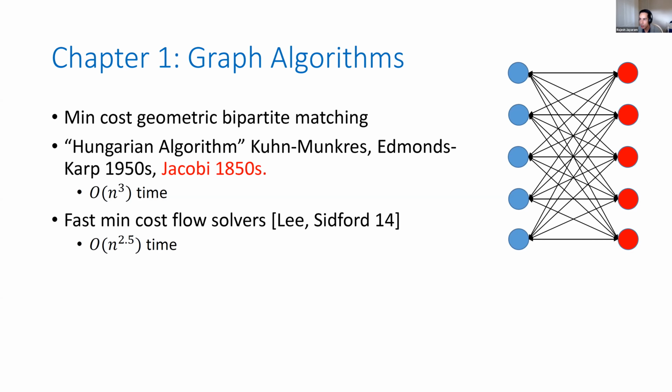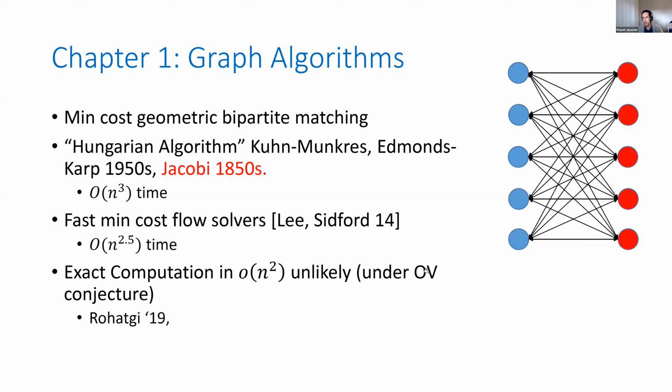But you can actually do a little bit better for this exact solution for general Earth mover distance, and that's by noting that you can model this as a min-cost flow problem. And then there are some recent, very fast solvers for these min-cost flow problems, for instance this paper of Lee and Sidford in 2014. And this will give you a solution in n^2.5 time.